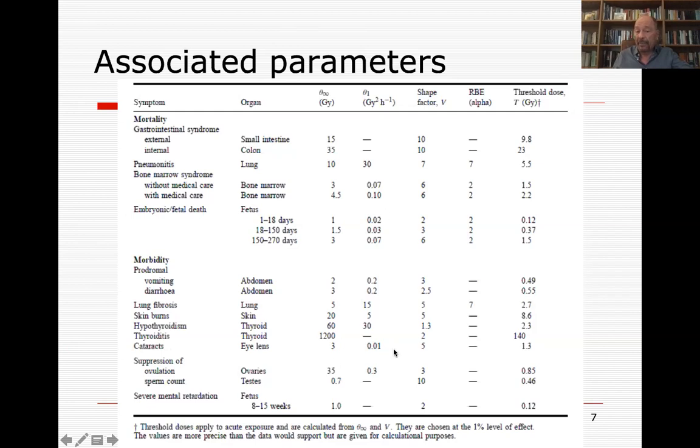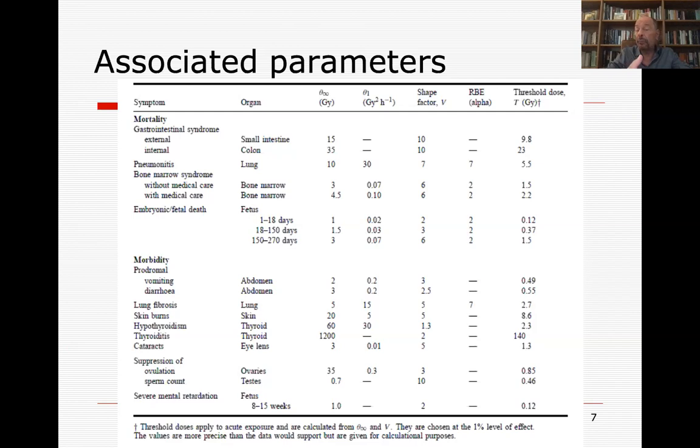You see, these are the different parameters for morbidity, including prodromal syndrome, which is vomiting and diarrhea, which is one of the first effects of radiation, very early. And the D50 is about 2 gray and 3 gray, but you see the threshold dose is about half gray. So from half a gray on, you have probability of having diarrhea and vomiting if you are exposed in the abdomen. Lung fibrosis, which is one of the main limits for radiotherapy of the lung cancer. Skin burns, hypothyroidism, thyroiditis, cataracts.